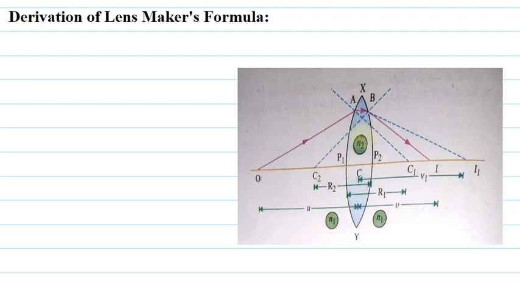Let N2 be the refractive index of the material of the lens and N1 that of the surrounding medium of the lens. Here, the refractive index of the material of the lens is greater than the refractive index of the surrounding medium. Let a ray of light OA from the point object O strike the surface xP1y at A. On refraction, it bends towards the normal and proceeds along AB.